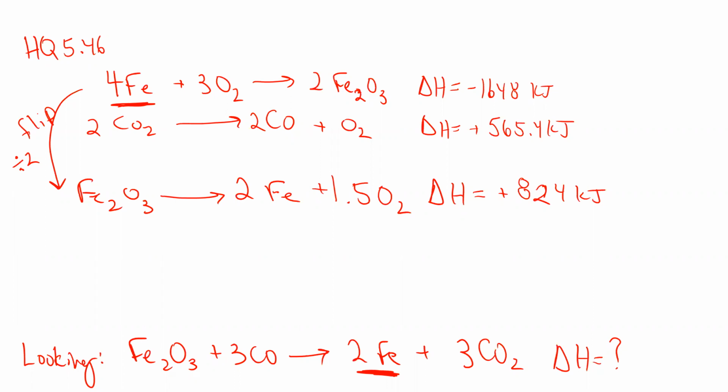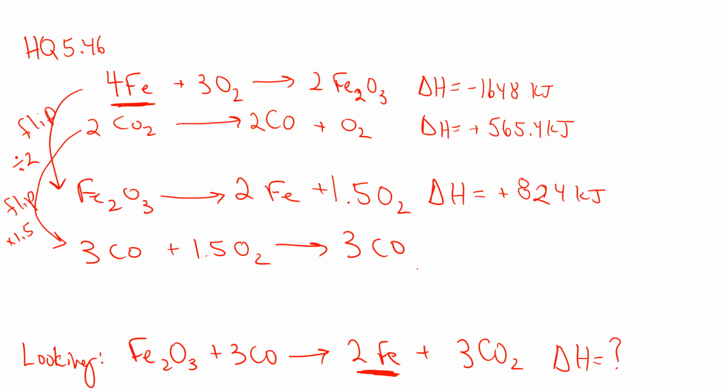Yeah, Mohammed. Multiply by 1.5. Yeah, and what else do we have to do? Flip it. Yeah, we need to flip this one as well, and we're going to multiply this one by 1.5. So not as straightforward as some of the other ones we've done. So I'm going to flip that, multiply it. I get 3 carbon monoxide plus 1.5 oxygen goes to 3 carbon dioxide.